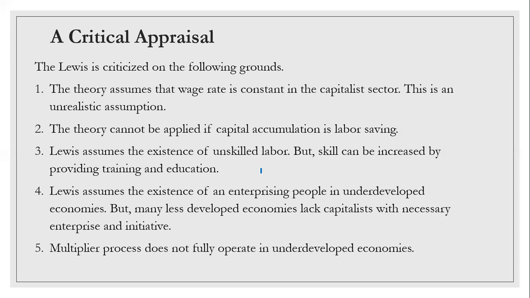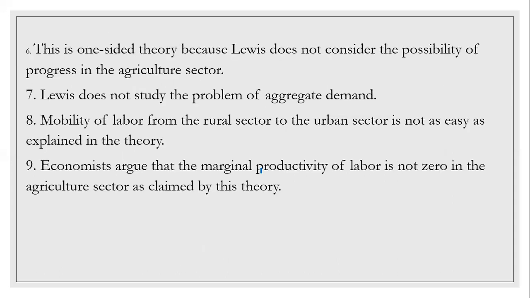Fifth point, multiplier process does not fully operate in underdeveloped economies. So this is based on the multiplier concept, but we know that this multiplier may not operate fully in underdeveloped economies. Next criticism, this is a one-sided theory because Lewis does not consider the possibility of progress in the agriculture sector. So here, we withdraw the labor from the agriculture sector to the industrial sector, thereby leading to the development of the industrial sector. But the theory is almost silent about what is happening to the agriculture sector. So the progress of the agriculture sector does not come under the explanation of this theory. It just deals with the progress that the industrial sector can achieve by withdrawing labor from the agriculture sector. So it is in some way silent about the progress that is likely to happen in the agriculture sector.